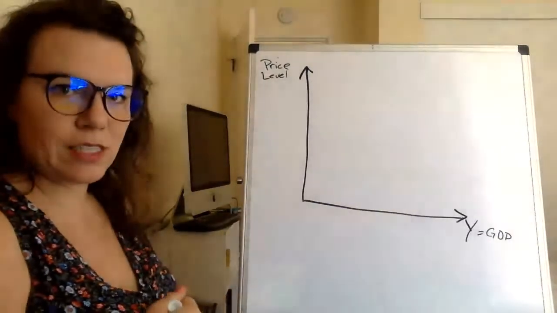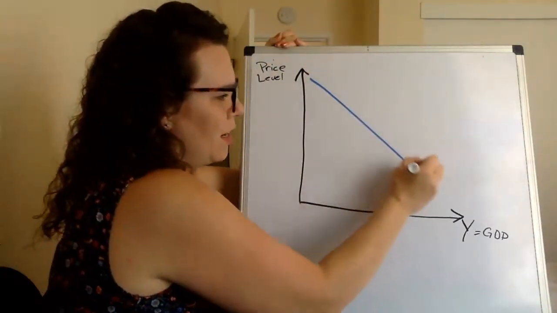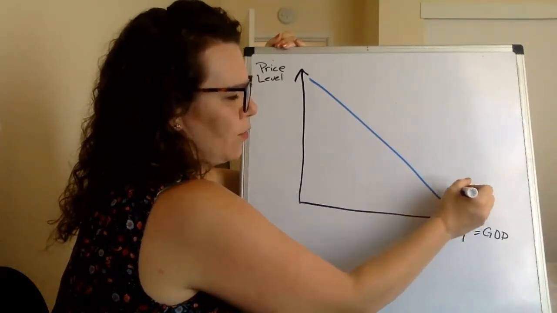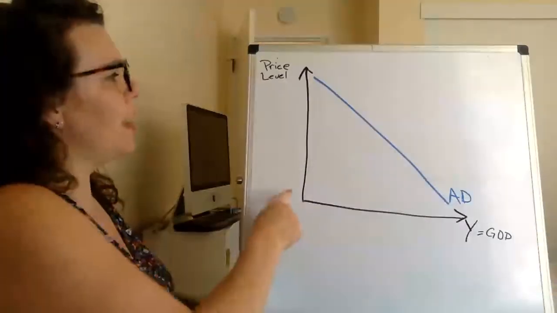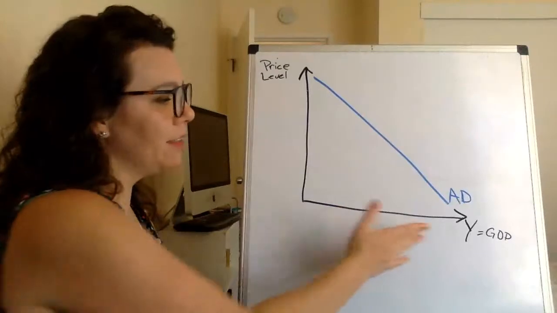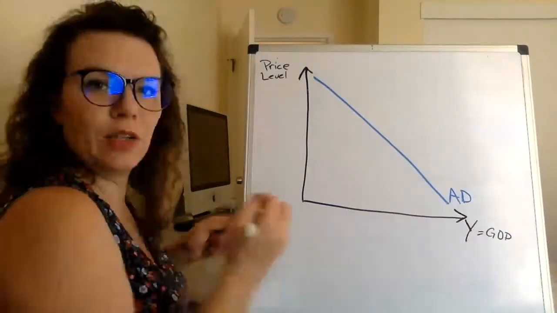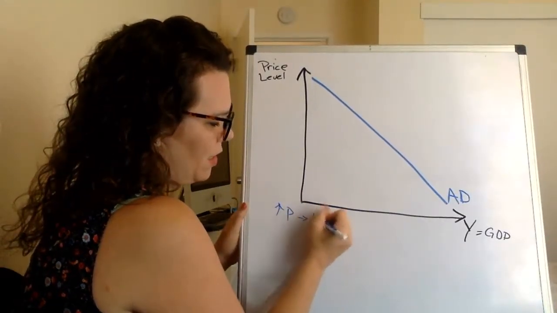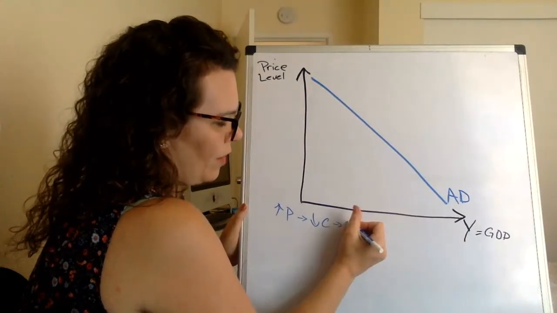We start our aggregate demand, aggregate supply model with aggregate demand. Aggregate demand is downward sloping for three reasons. The first is the wealth effect. As the price level goes up, consumers feel less wealthy and they'll demand fewer goods. So an increase in the price level will tend to decrease consumption, which will lead to a decrease in GDP.